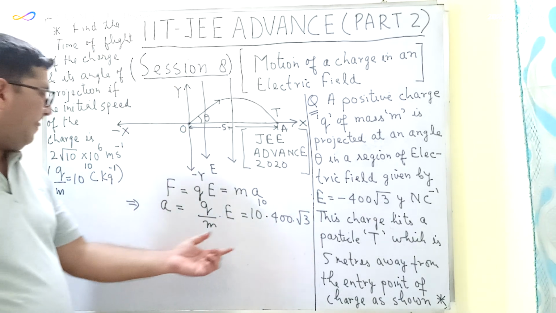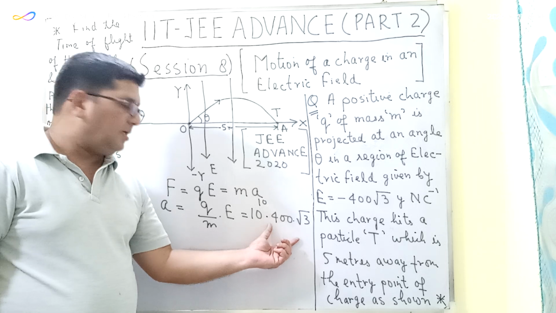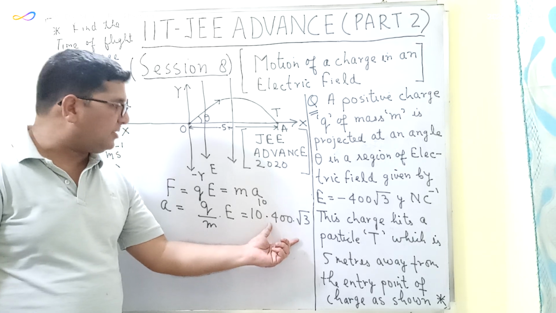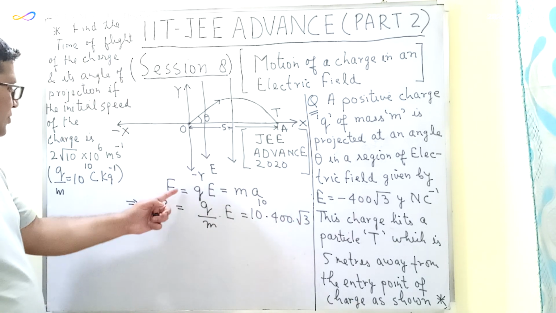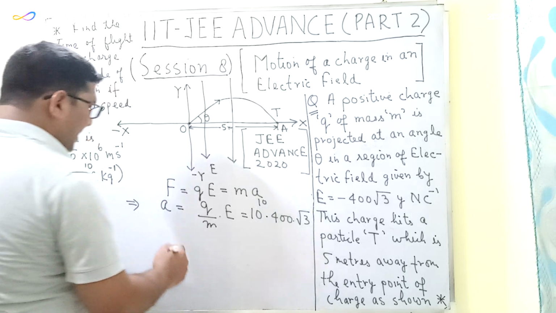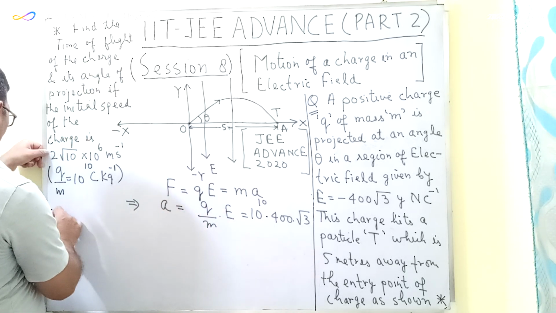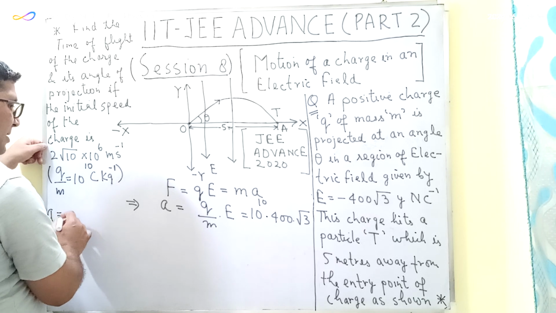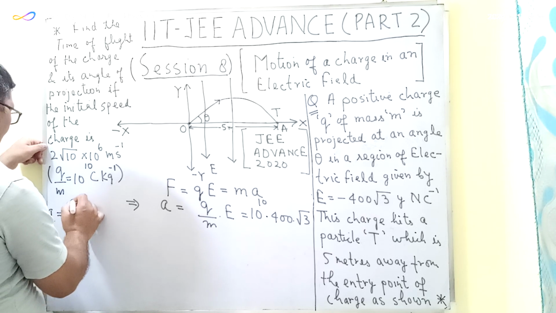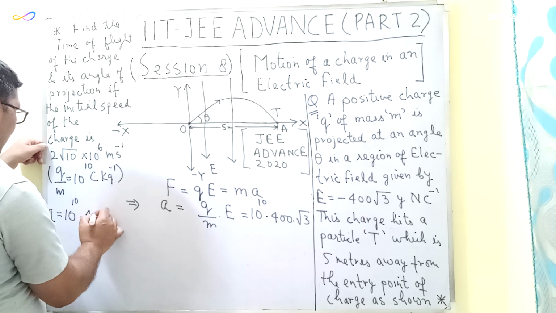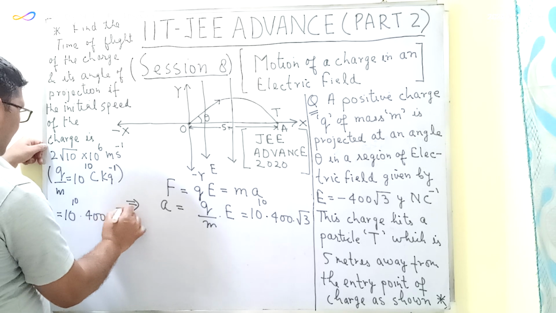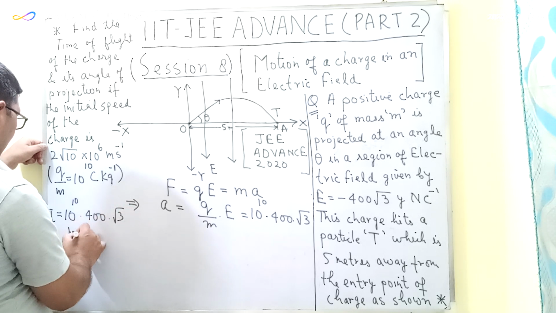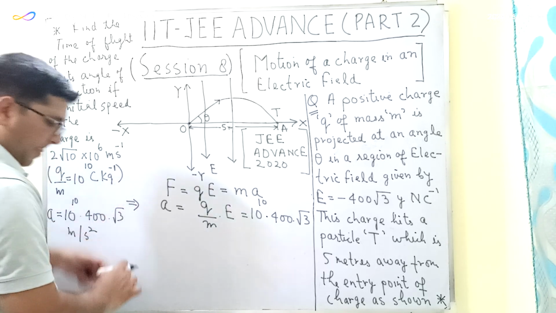So this is the value of the acceleration of this positive charge due to this electrostatic force, and I will be writing this value of acceleration here on this board on the left hand side, which is equal to 10 to the power 10 multiplied by 400 into root 3, and this will be in meters per second square.